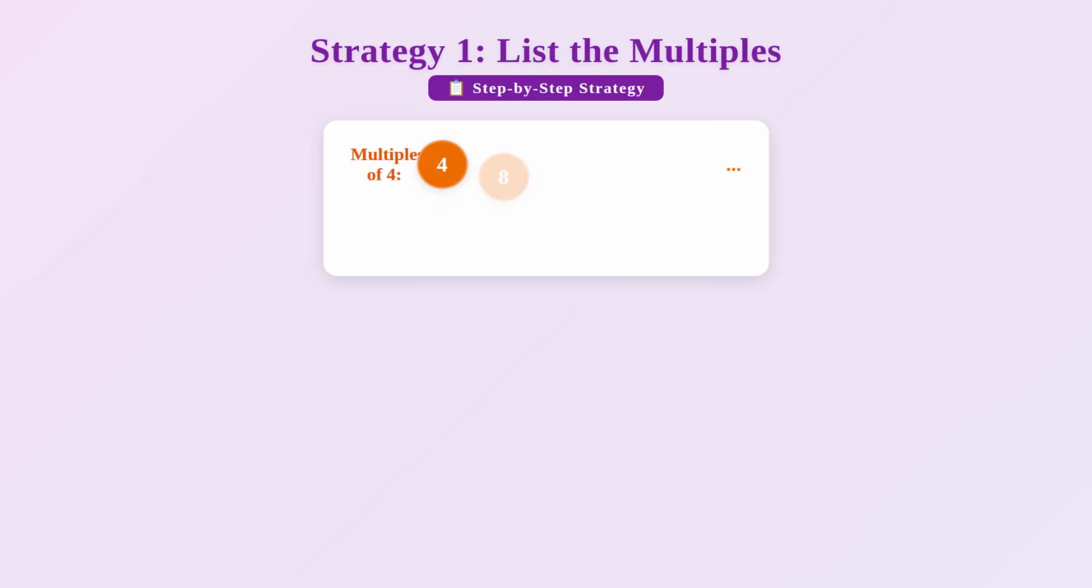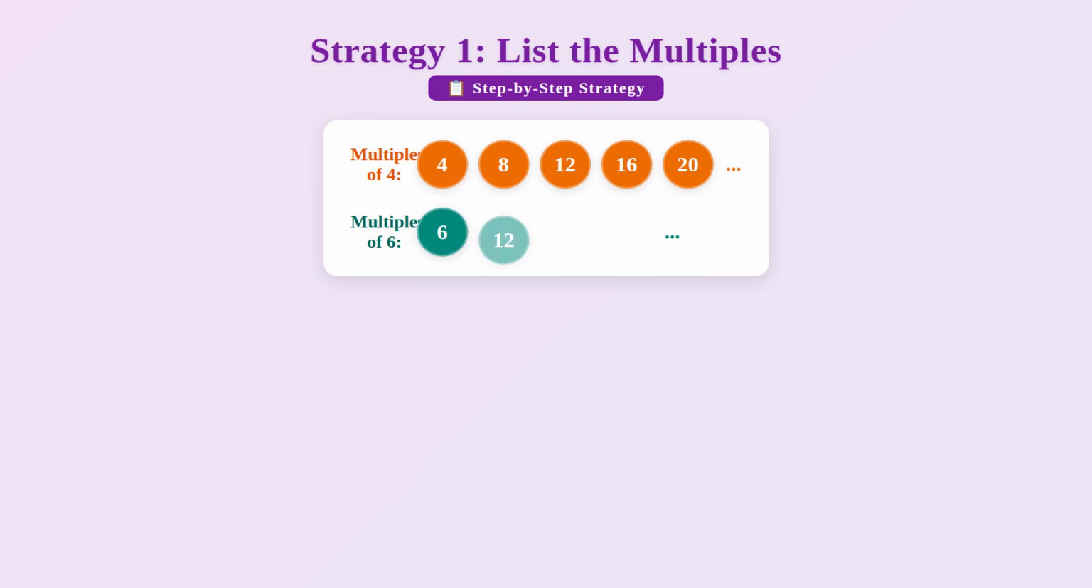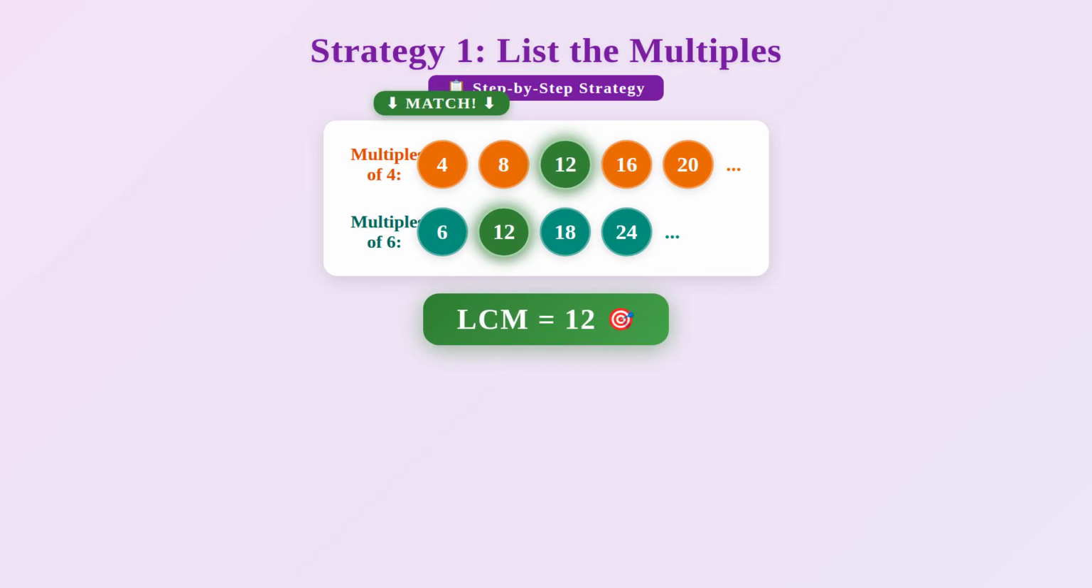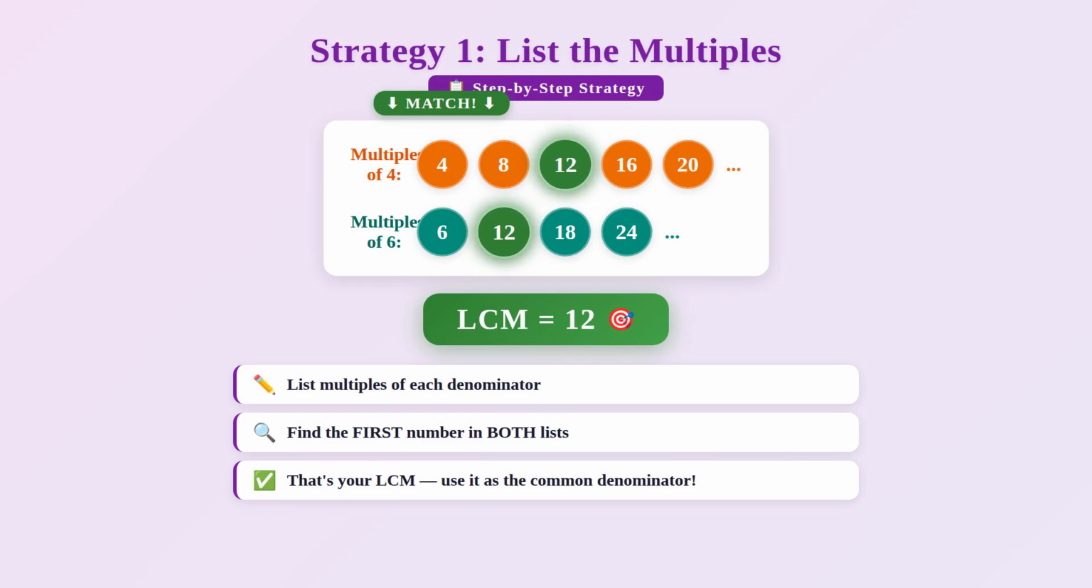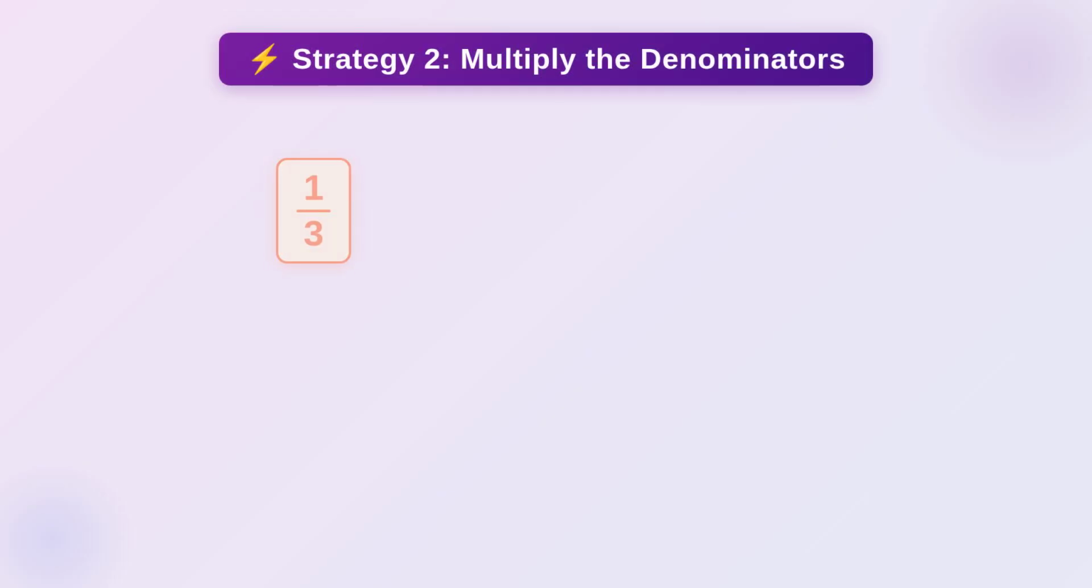Alright, here's strategy number 1: listing multiples. A multiple is just what you get when you multiply a number by 1, 2, 3, 4, and so on. So for 4: 4, 8, 12, 16, 20. For 6: 6, 12, 18, 24. Now look for the first number that shows up in both lists. Boom, it's 12. That's the least common multiple, or LCM. And that LCM becomes your common denominator. This strategy always works, especially when the numbers aren't too big.